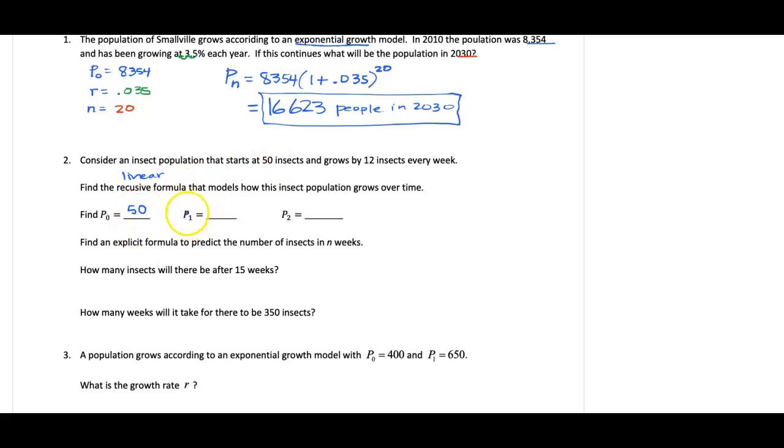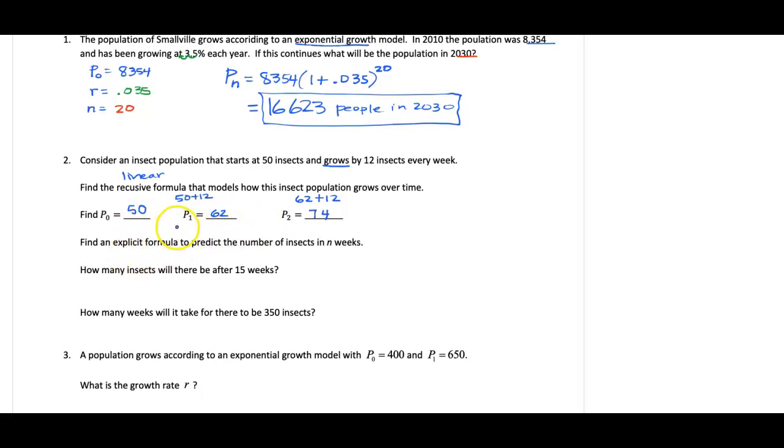And then P sub 1, it's growing by 12 insects per week, right? So I'm going to take that 50 and add 12 to it to figure out my next one. That's going to give me 62. Then again, I take that 62 and add 12 more to it because it's increasing by 12 each week, and that would give me 74. So first, just listing out what some of these are.